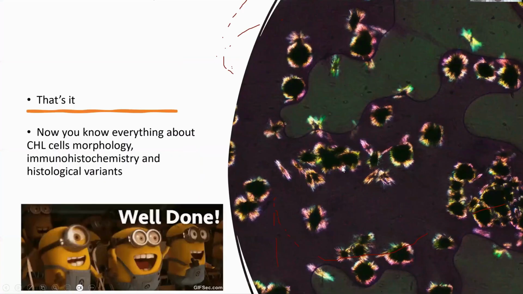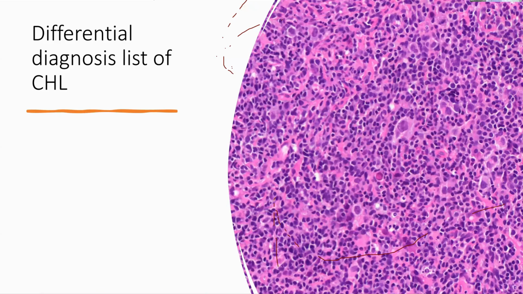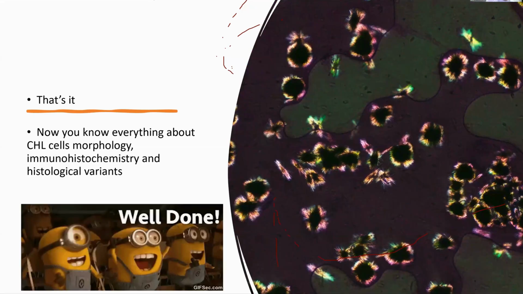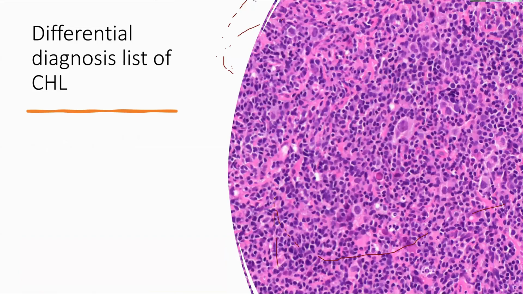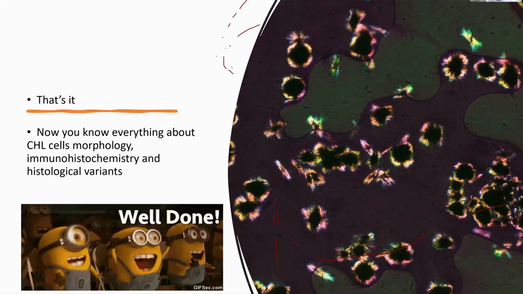So congratulations, now you know everything about morphology, immunohistochemistry, and histological variants of classic Hodgkin lymphoma. Now, I will be starting to mention the differential diagnosis list, but let's stop at this stage to see if there are any questions that I can address, or shall I keep going?